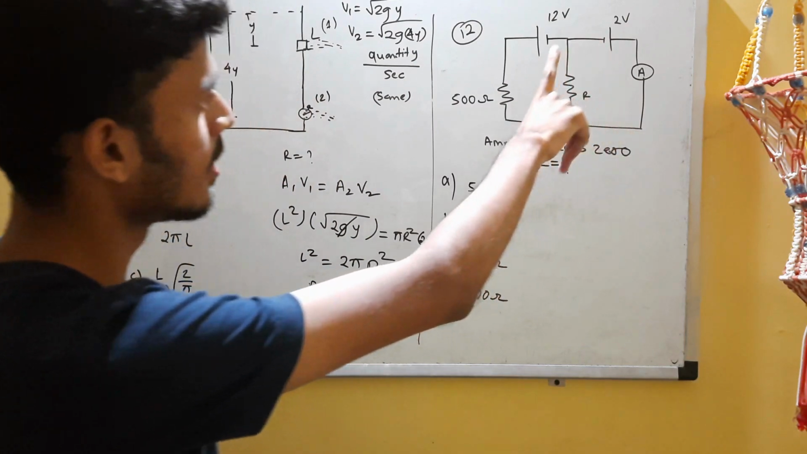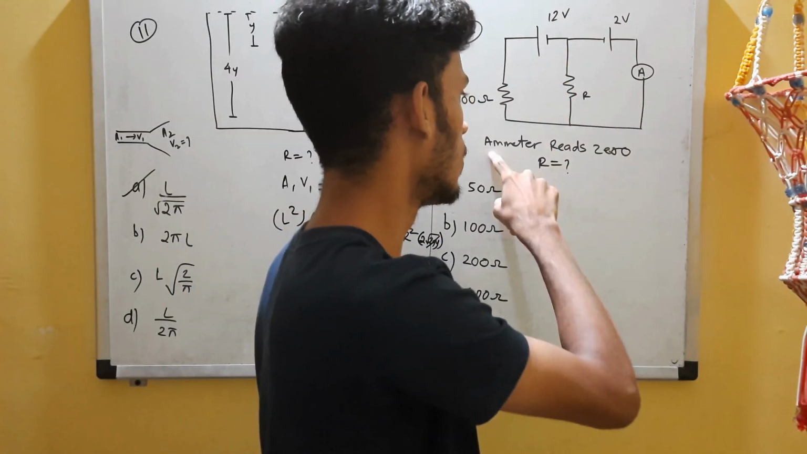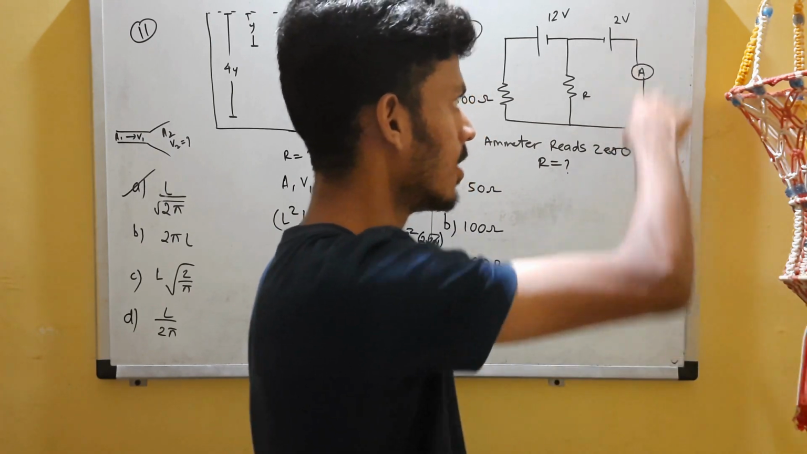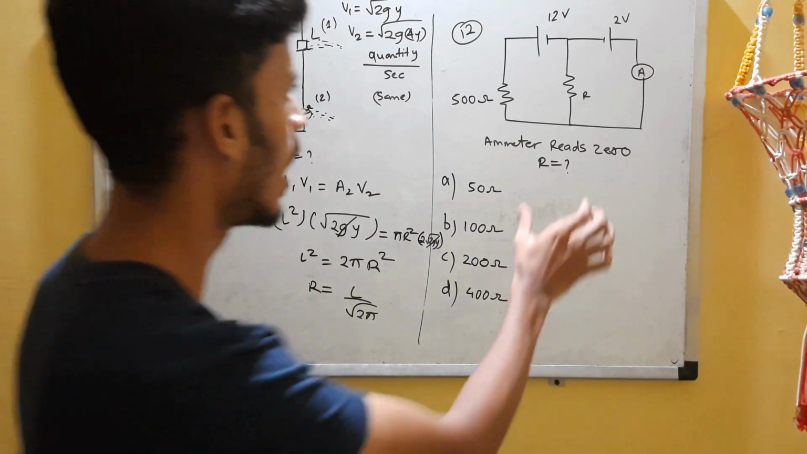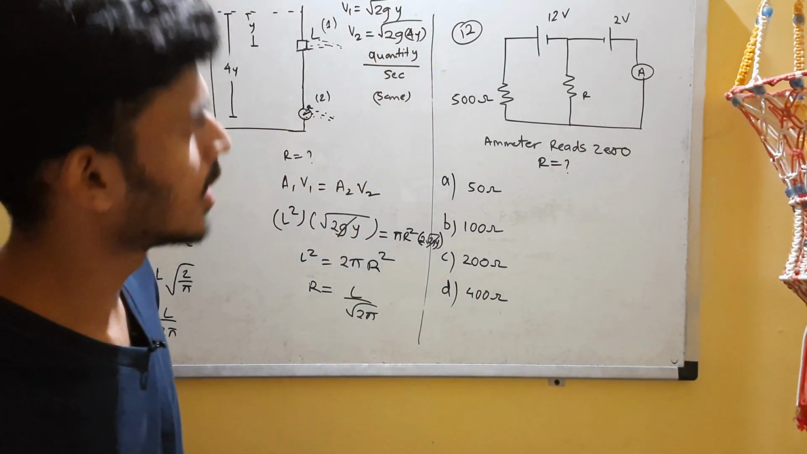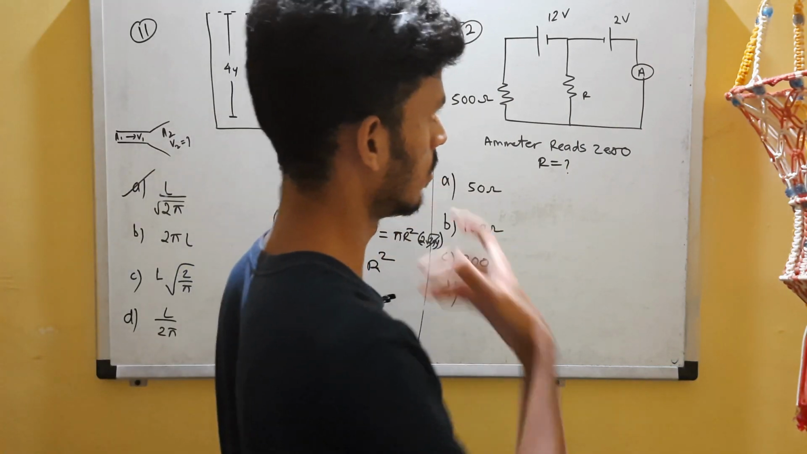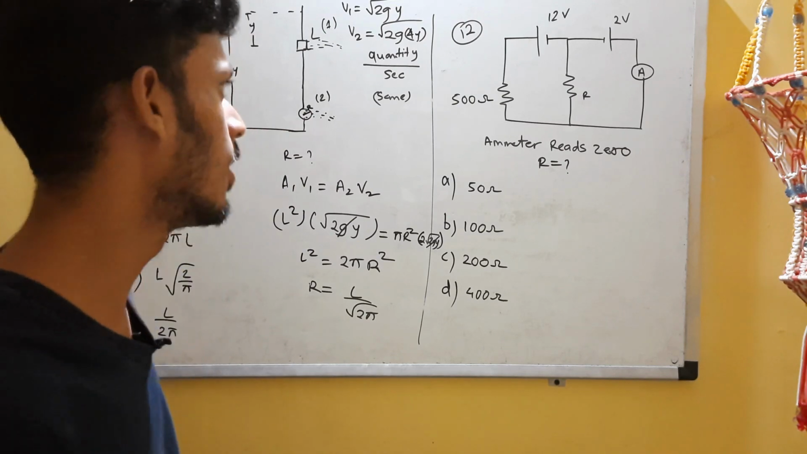Here we are given the circuit. It is also given that this ammeter current is 0. The ammeter reads 0 because there is no current in this branch. We are supposed to find the value of this unknown resistance R. Actually, you can do this through Kirchhoff's law, but I think we'll use a logical approach over here.